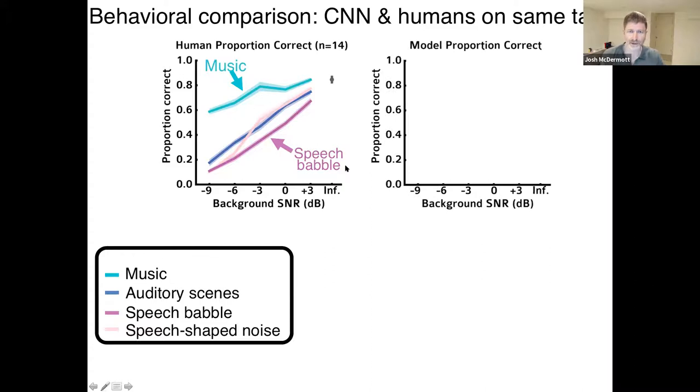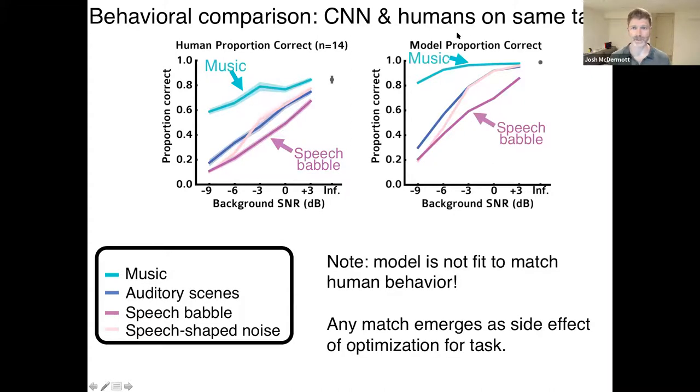So this is the results of testing the model on the same task. And this is what it does. And there's really two things to take away from this. The first is that the y-axis limits are the same here, which means that the model is performing as well or maybe a bit better than humans. But the second thing to note is that the relative difficulty of the conditions is pretty similar for the model and for humans. So the model also does better with speech and music and worse for speech and speech babble.